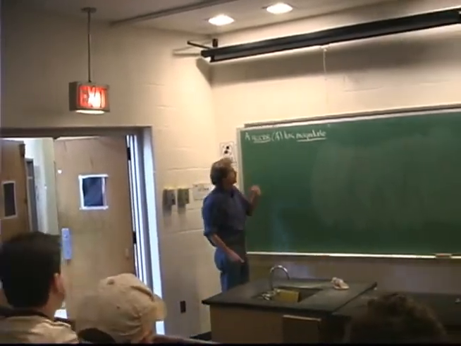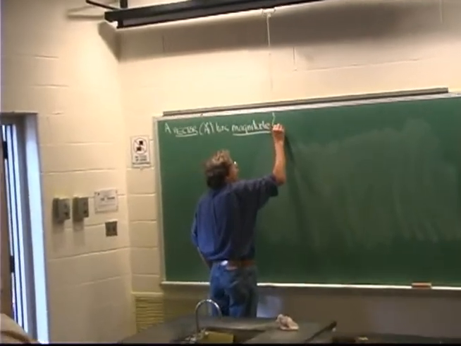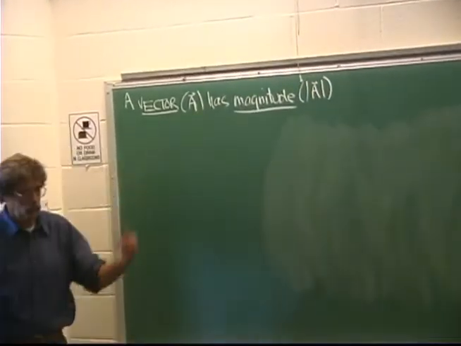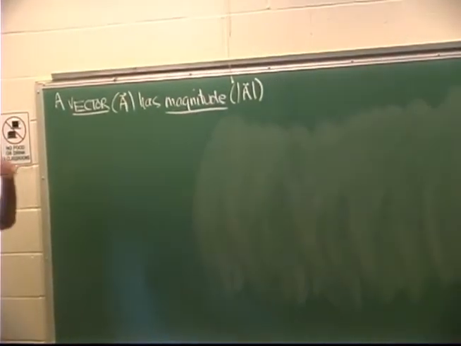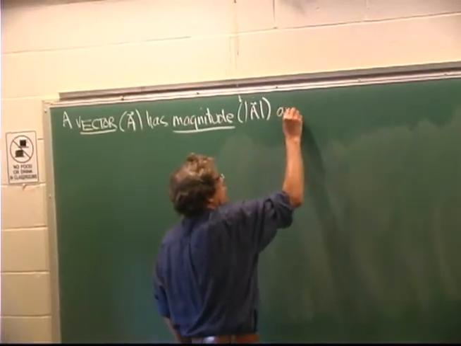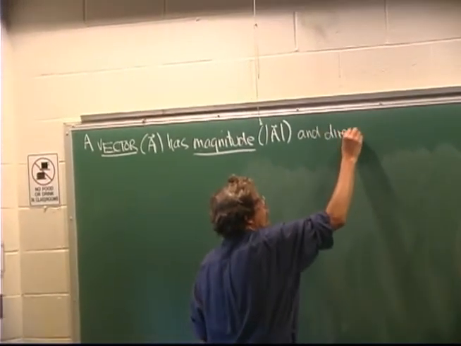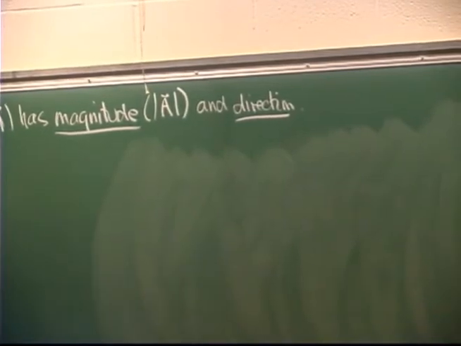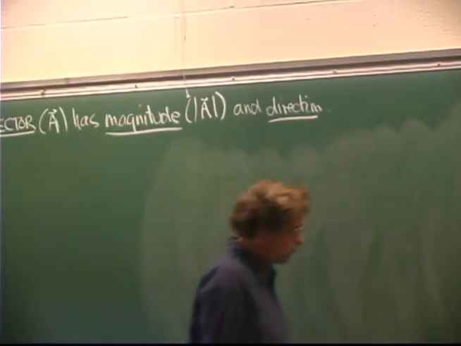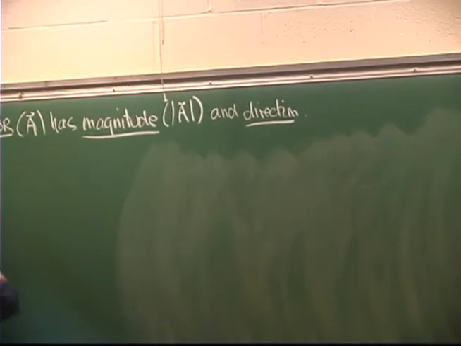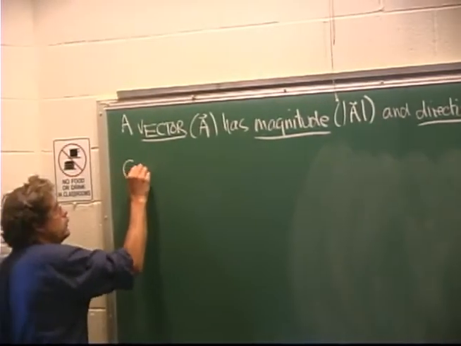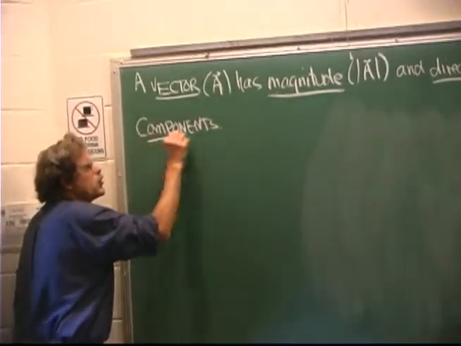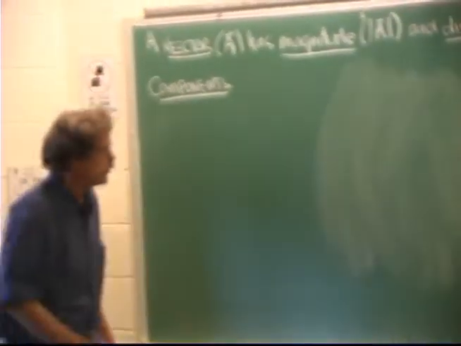We, magnitude and length are sometimes used interchangeably. The notation for the length of a vector is to put vertical lines on either side of it. That means the magnitude of the vector. And direction. So it's an arrow. The best way to represent a vector is in terms of its components. The best way to tell somebody else what vector we're talking about.